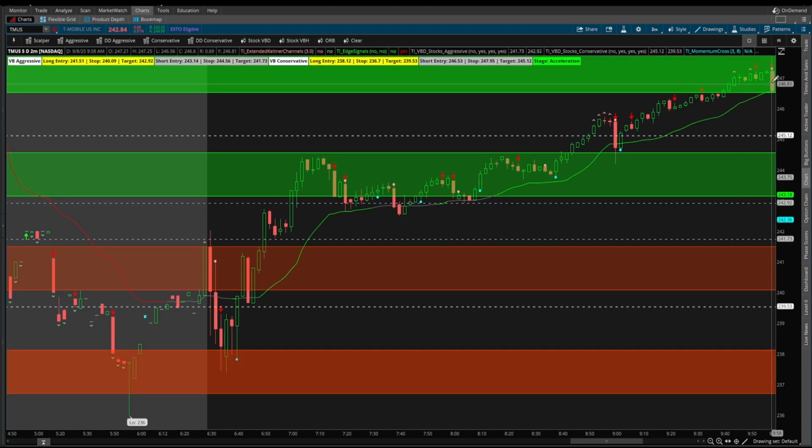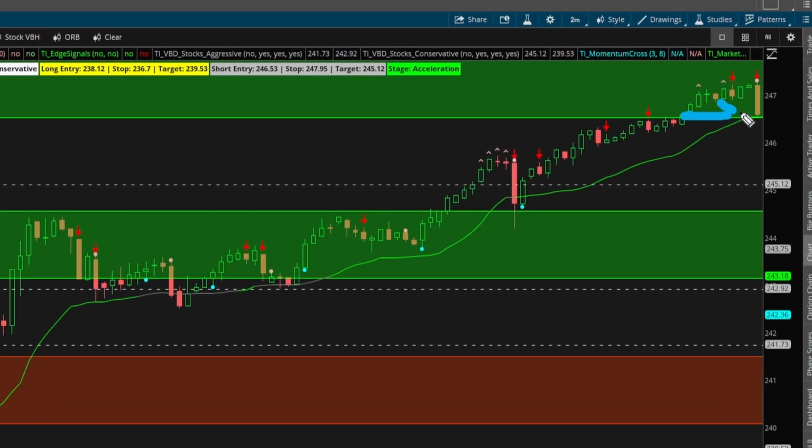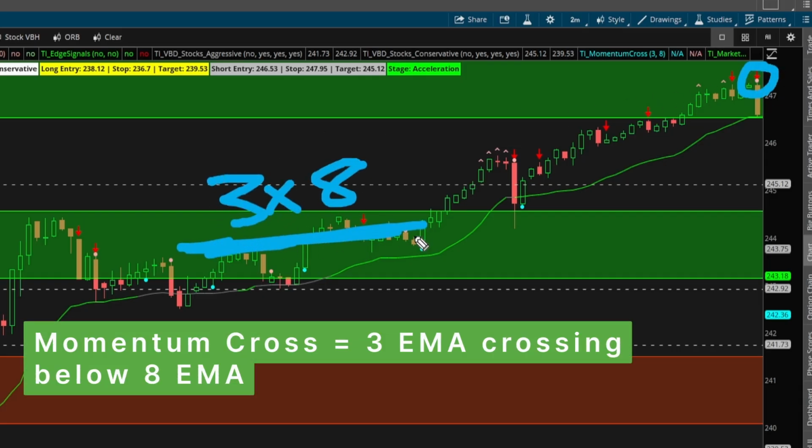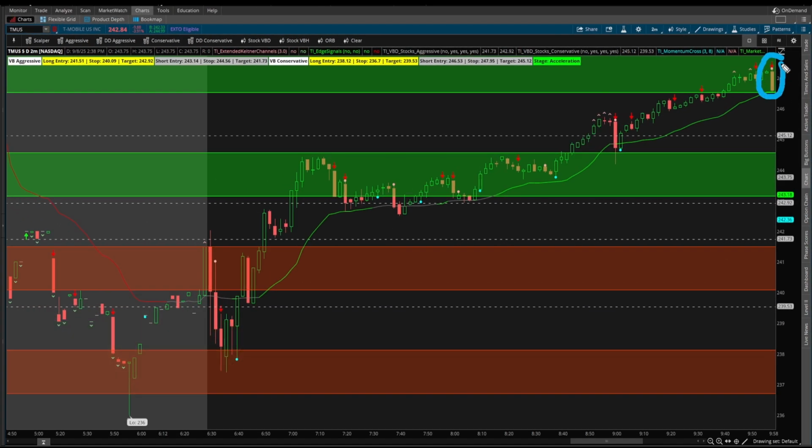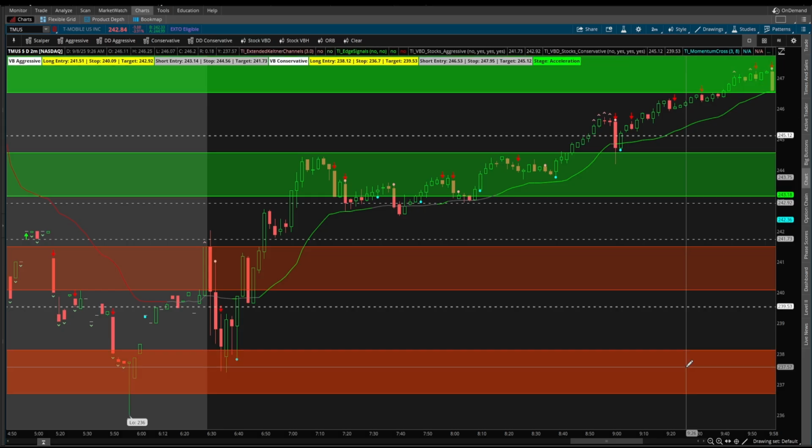Now we keep coming forward, and as soon as we're towards the tail end, this is 2 minutes until the lunchtime hour ends, 9:58 a.m., you'll see we have this big red bar. This big red bar also has this pink dot, which tells us that the 3 EMA has now crossed below the 8 EMA. Momentum has switched. So this candle right here was my cue that now I'm expecting the bears to kick into full gear.